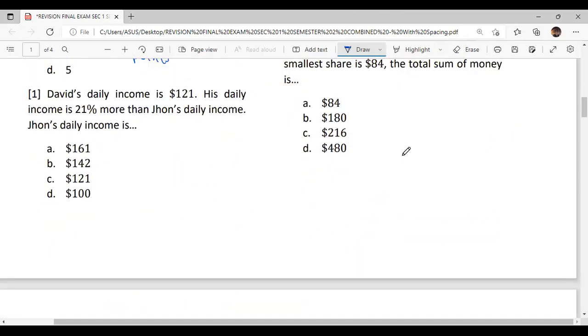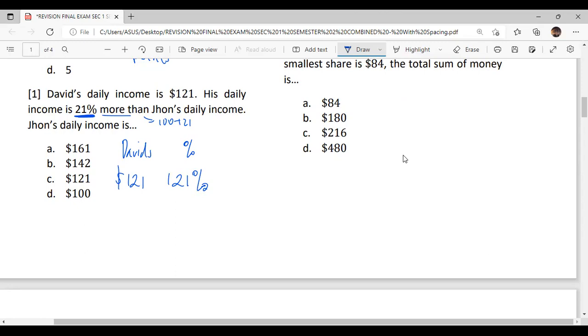Number one, left side. David's daily income is 121. His daily income is 21% more than John's daily income. So David $121 and his daily income it is 21% more than John's. So in compared to John, the percentage of David's is 121%. How come? More. So it has to be 100 plus 21. It's always 100. It's either plus or minus.